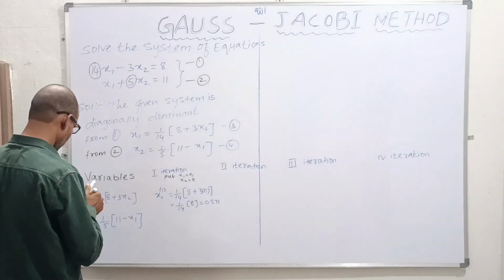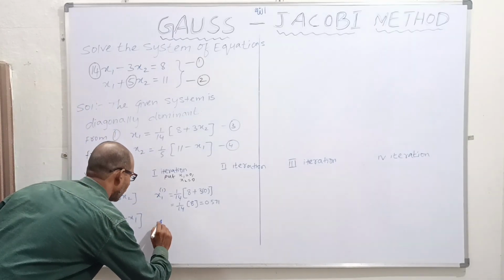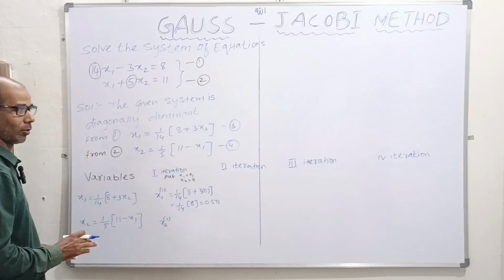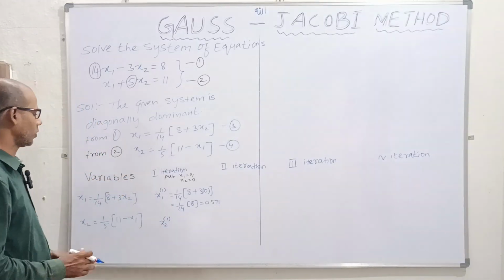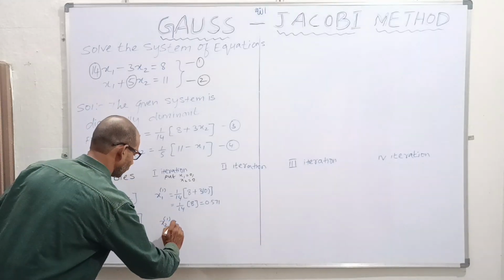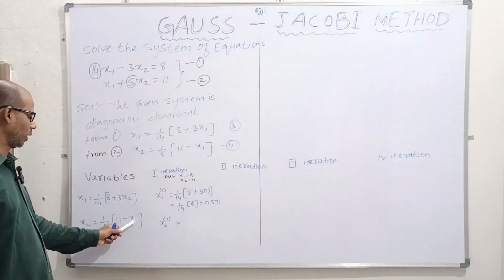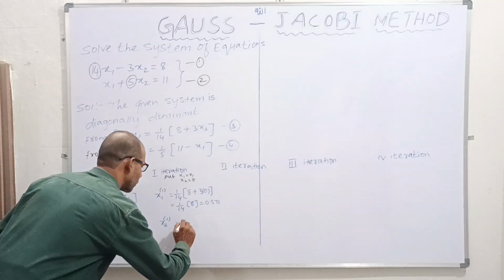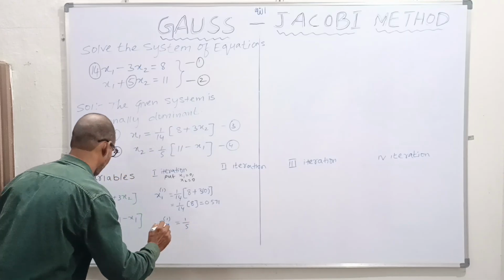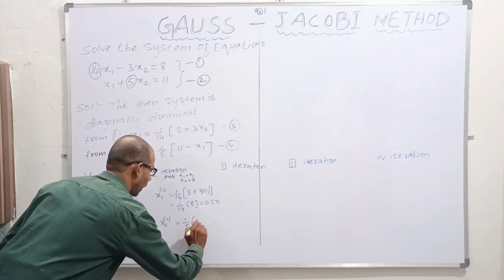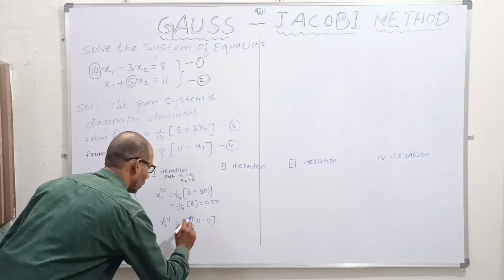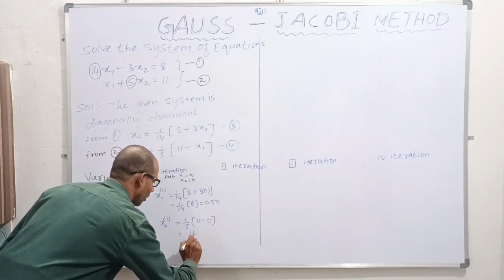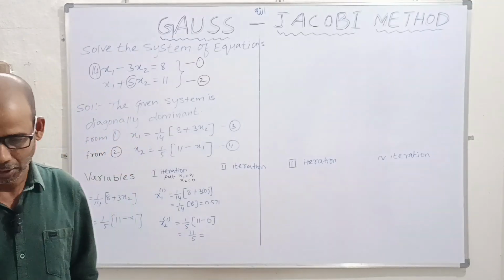Similarly, for the second variable, the first iteration of x2, we put x1 equal to 0. So that is equal to 1 by 5 into 11 minus 0. 11 minus 0 is 11, and 11 into 1 by 5 is 11 by 5. So that is equal to how much?